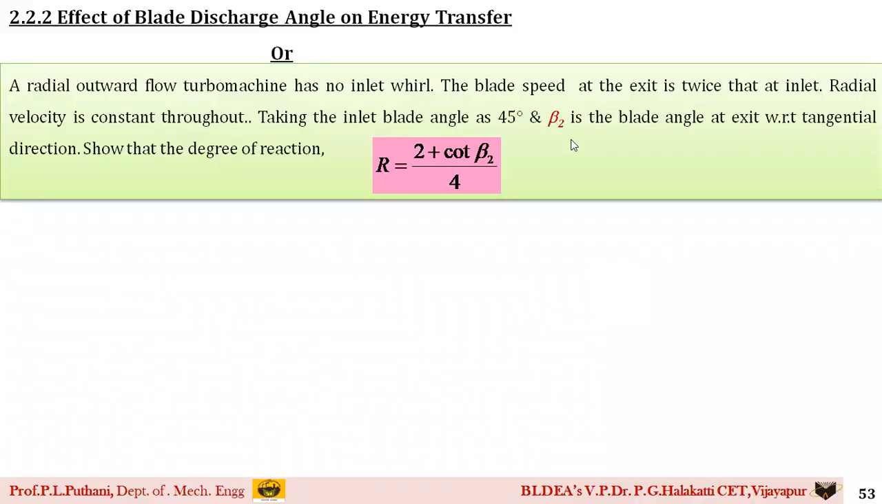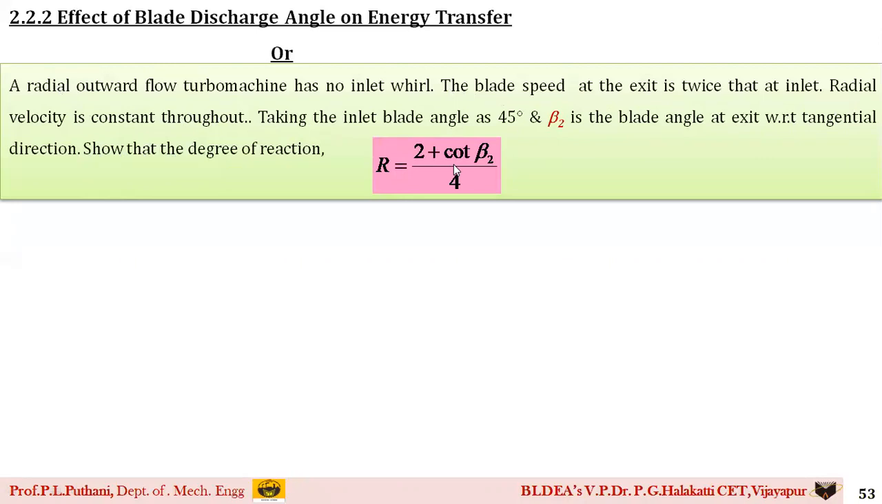The title is the effect of blade discharge angle on energy transfer, or sometimes it is given in the form of a statement: a radially outward flow turbo machine has no inlet whirl. The blade speed at the exit is twice that at inlet. The radial velocity is constant throughout. Taking the inlet blade angle as 45 degrees, and beta 2 is the blade angle at exit with respect to the tangential direction, show that the degree of reaction R is equal to (2 plus cot beta 2) by 4.